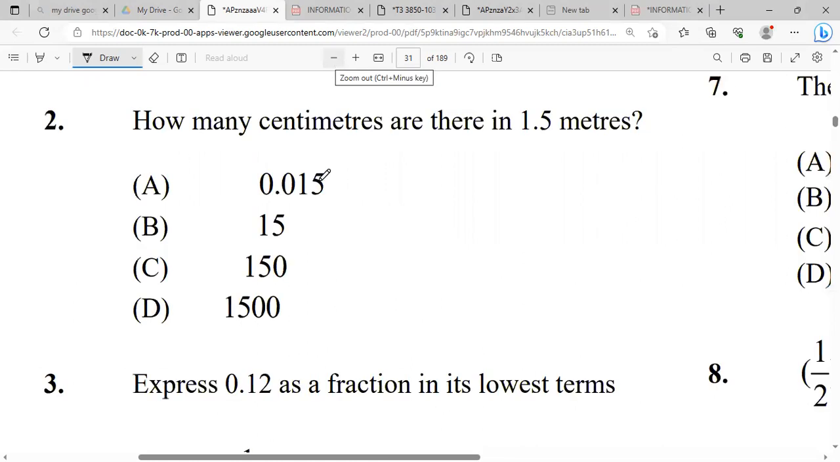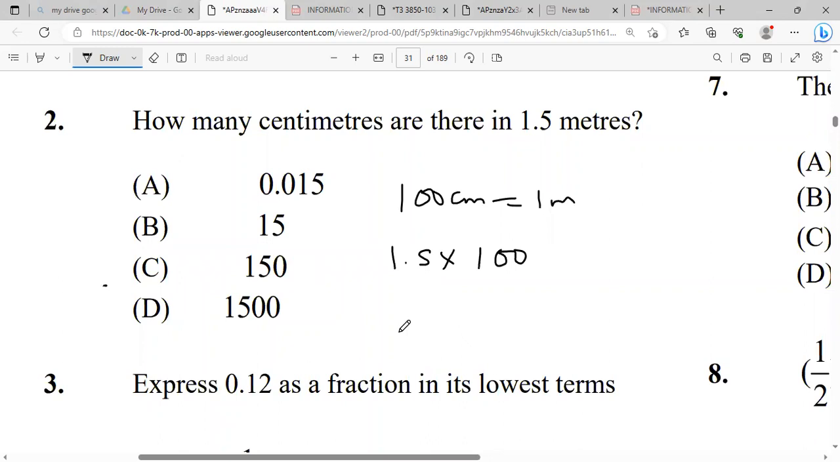This one says, how many centimeters are there in 1.5 meters? Now, it takes 100 centimeters to make 1 meter. So if we have 1.5 meters, we simply multiply this by 100, which gives us 150.